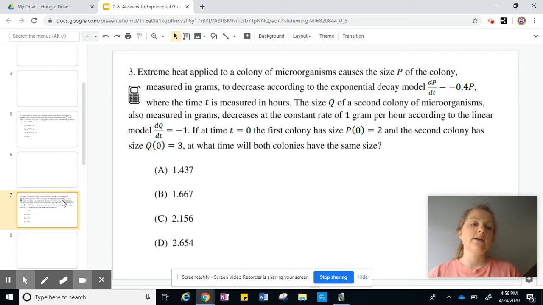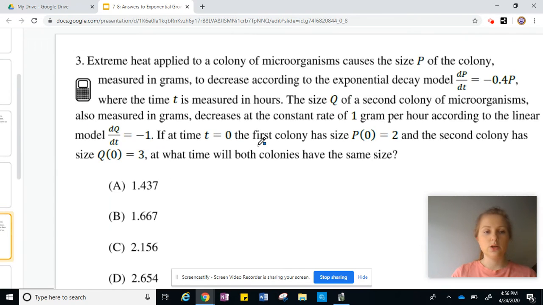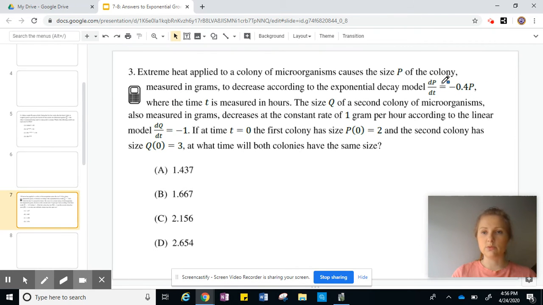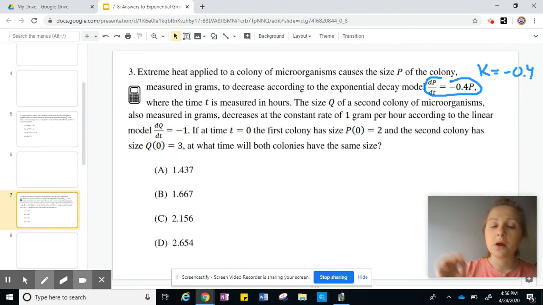All right, so this one requires some work. Extreme heat applied to a colony of microorganisms causes the size to decrease according to the exponential decay model right here. So this one actually gives us something really important. They're actually giving us k, so that's very helpful. We don't have to find it.